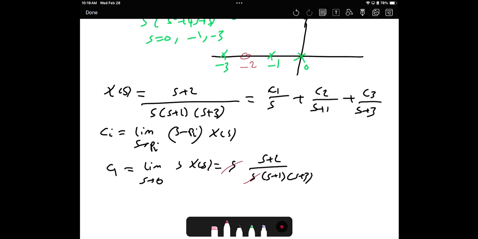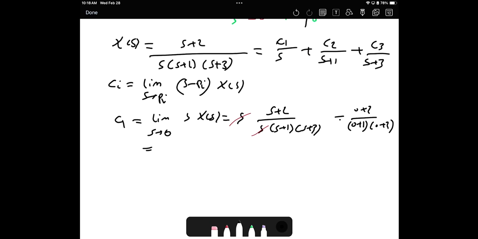The s and s cancel each other. Now substitute zero. It will be 0 plus 2 over 0 plus 1 and 0 plus 3, which is 2 over 1 times 3, which is 2 over 3. So C1 will be 2 over 3. That's the first one. Okay? How about the other constants?